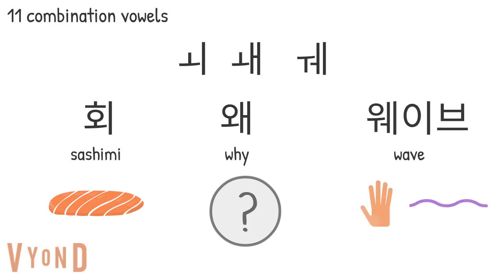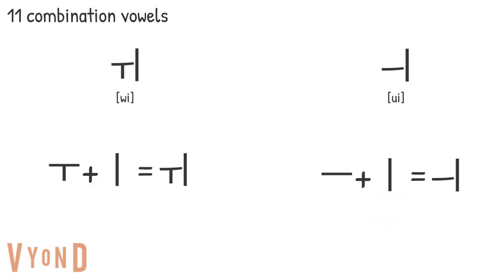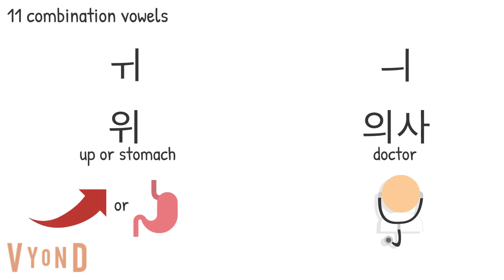Okay, so the next one is ui. Ui is the combination of eu and i. Ui. Alright, let's practice. Ui, uisa.